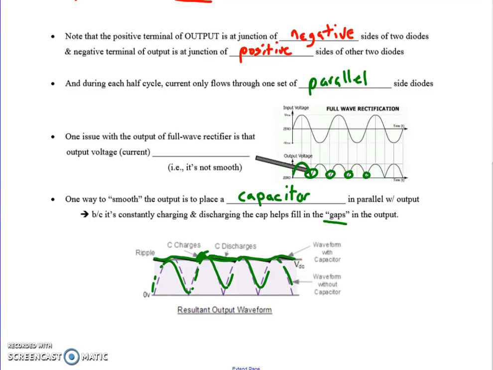Okay, so that's it for a full wave rectifier. Understand what its purpose is, and recognize how the diode setup, the diode bridge, allows for current flow for one half of the cycle, and then opposite current flow for the other half, yet still go through the load in the same direction.